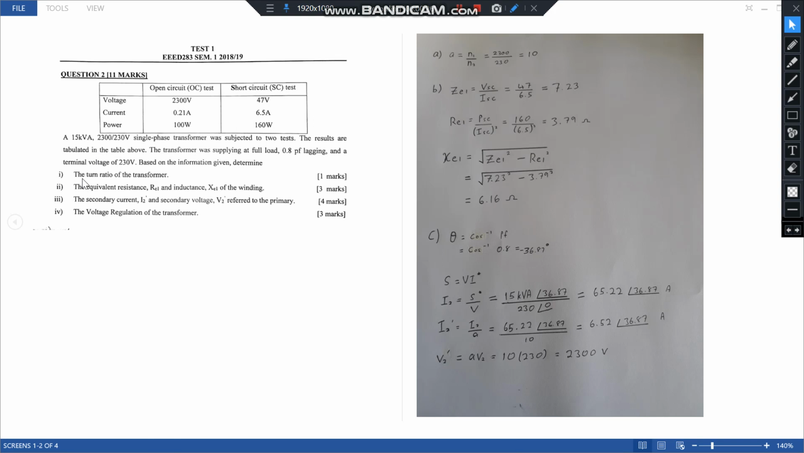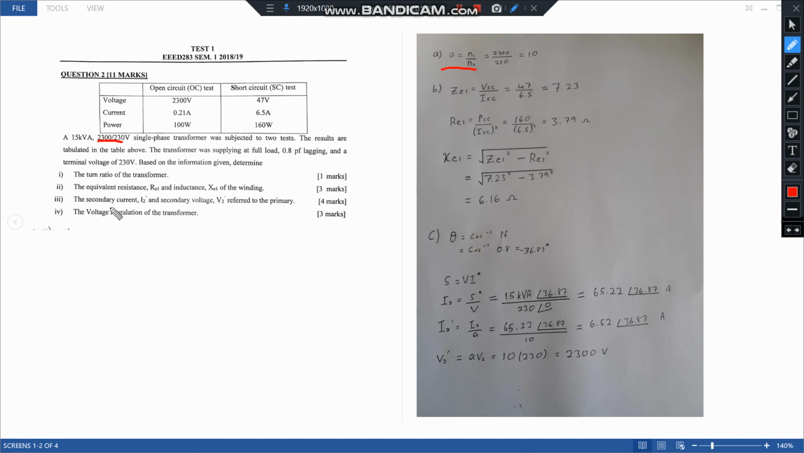The first question is about the turn ratio of the transformers. The formula for this kind of question is this: a ratio equal to N1 over N2. The N1 and N2 are given in the question. Just 2300 divided by 230, you can get 10. So this is for question 1.